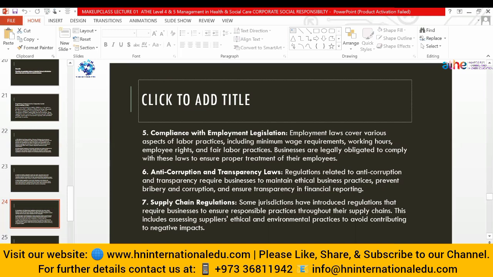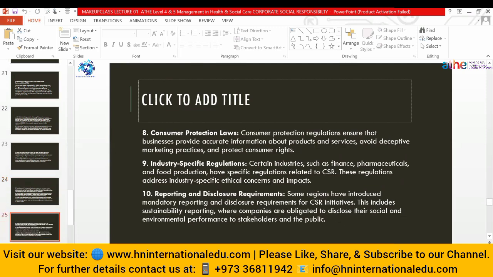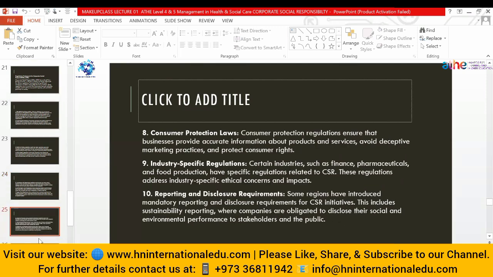Law number 6, supply chain regulation. Some jurisdictions have introduced regulations that require businesses to ensure responsible practices throughout their supply chain. That is, it is obligatory that no matter what, they have to follow certain rules and regulations. This includes assessing suppliers' ethical and environmental practices to avoid contributing to negative impacts. That is, they don't want fights or negative things to enter the organization.